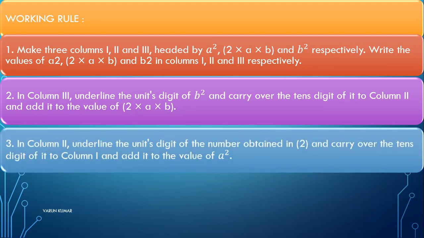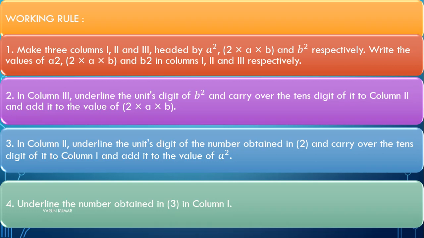Again, in column 2, underline the unit digit of the number obtained and carry over the tens digit of it to column 1 and add it to the value of A square. Next, underline the number obtained in column 1.